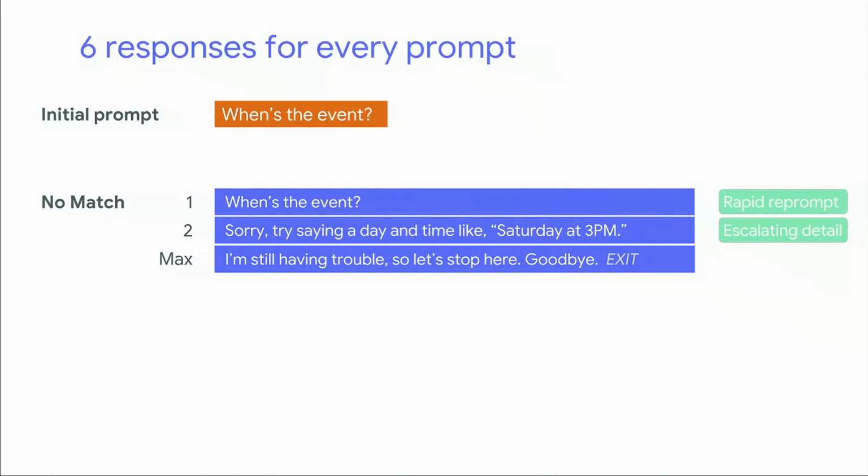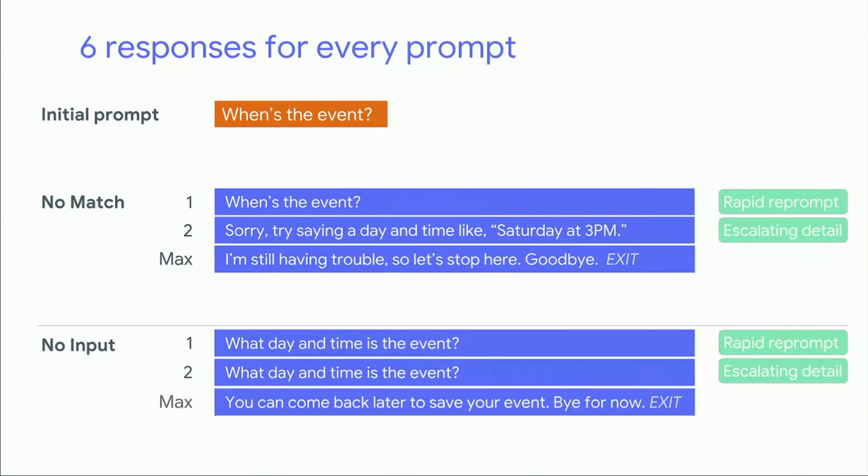Now, there's another type of error. It's called no input. This means the user didn't say anything, or maybe the system didn't hear what the user said. Perhaps they were thinking about what they wanted to say, or they got confused by the prompt, weren't sure how to respond. Like no match, we recommend this three-stage reprompting to help the user along. And with these six reprompts, you're well on your way to building a helpful conversational experience that keeps the user on track. Let's see how to code this.